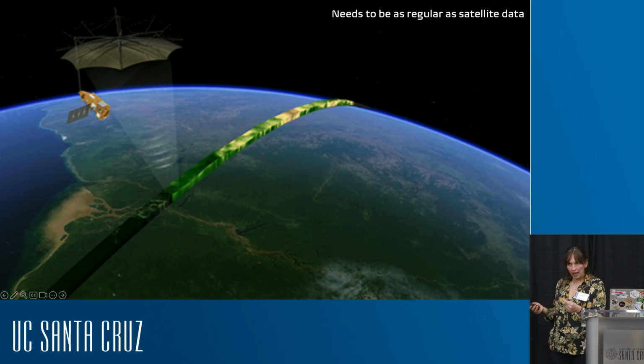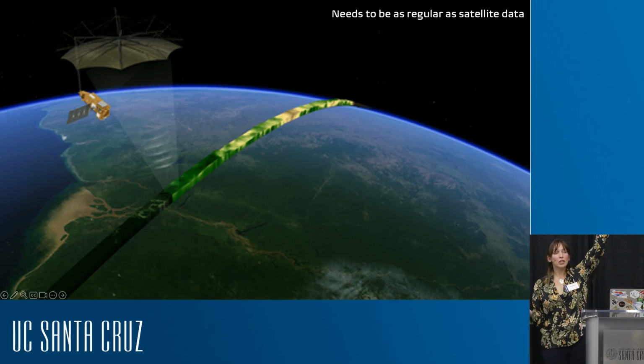If it can be any of those things, it has to be regularly observed. So we need it to be as regular as satellite data. But the satellite data on its own is not going to provide enough because the satellite's only looking from the top down.